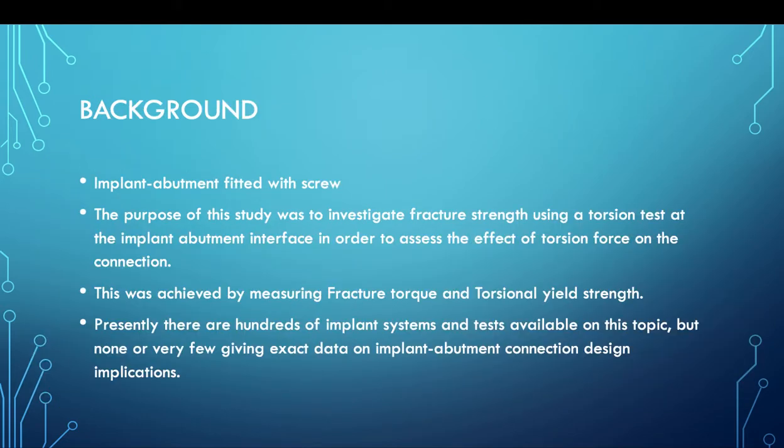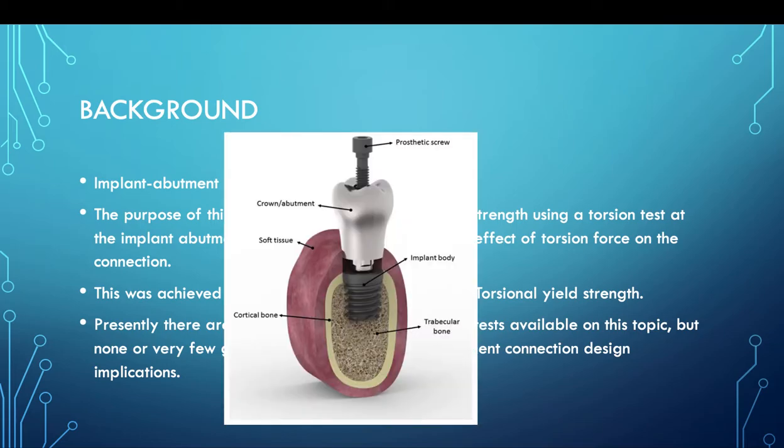This is some background information. Here's how an interface looks like with a screw, an abutment, and an implant body embedded inside the gum of a person's jaw.